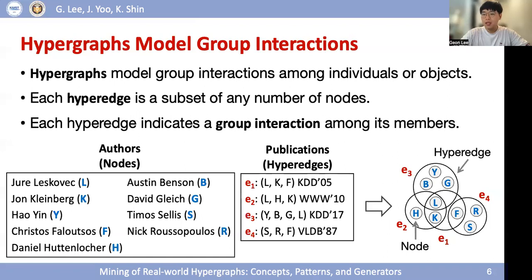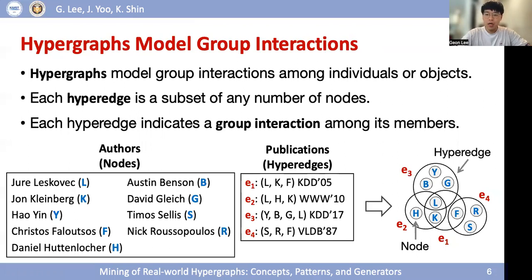Hypergraphs consist of a set of hyperedges, which are subsets of any number of nodes. So each hyperedge indicates a group interaction among its members. Let's see an example of 9 authors and 4 papers that were published by some of the authors. These collaborations can be modeled as a hypergraph on the right-hand side, where each node is an author and each hyperedge is a paper co-worked by the authors.